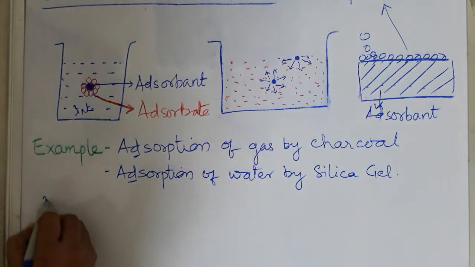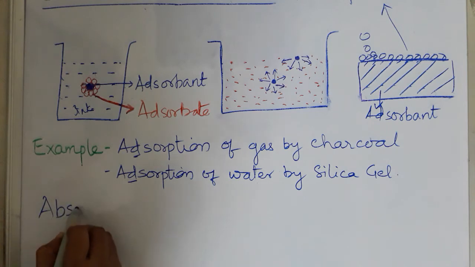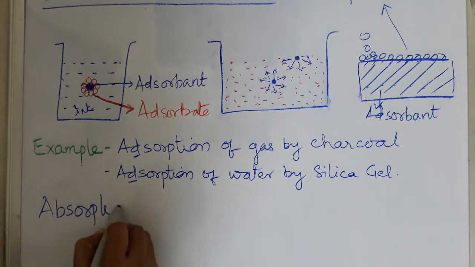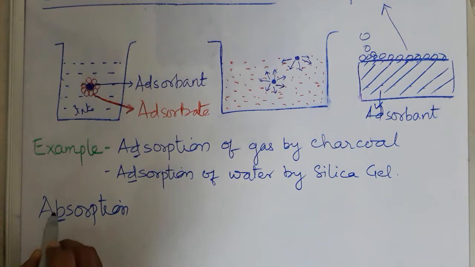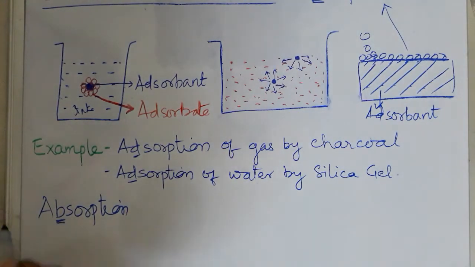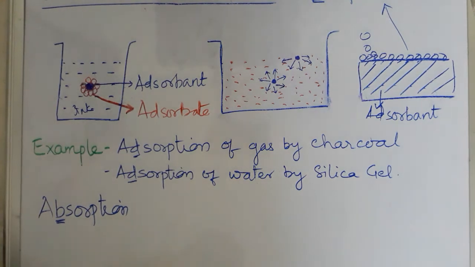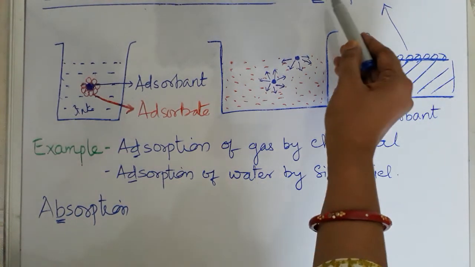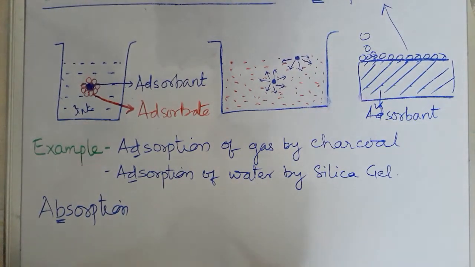There is one more similar term, that is absorption. Though there is only one difference in the spelling of adsorption and absorption, there is a vast difference between the two phenomena. As we just studied, adsorption is a surface phenomenon, whereas absorption is a bulk phenomenon. So let us understand this by taking an example.